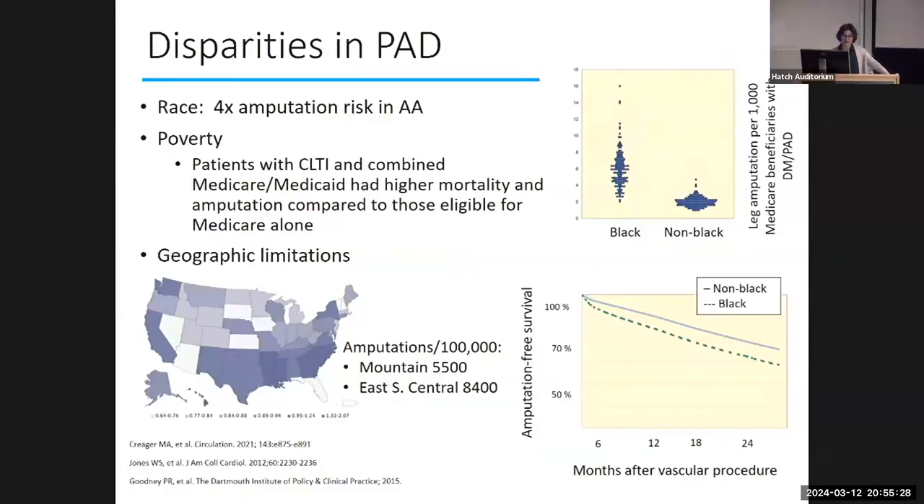African Americans have 4 times the amputation risk when it comes to PAD. There's definitely a connection with poverty. And our patients with CLTI and combined Medicare and Medicaid have higher mortality and amputation compared to those with Medicare alone. And then there's geographic differences, much higher rates of amputations in the southeast central US as compared to the mountain areas, for example, and much lower rates of amputation-free survival for our Black patients.